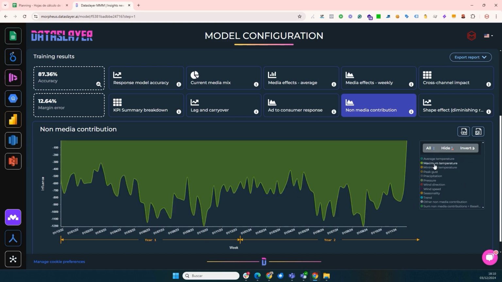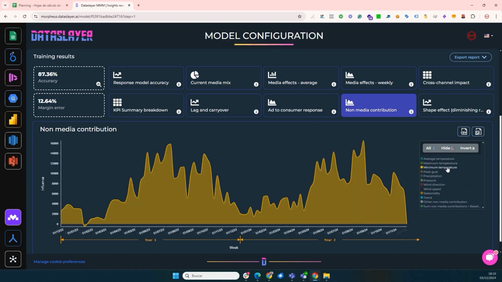In this case, the maximum temperature seems to have a negative influence too, but notice it's at 1/200. Which is nothing compared to the 24,000 we saw earlier. Or the minimum temperature, notice that it goes up to 16,000. Now this is starting to get relevant. Remember, the maximum was 30,000, so this is definitely becoming more significant.